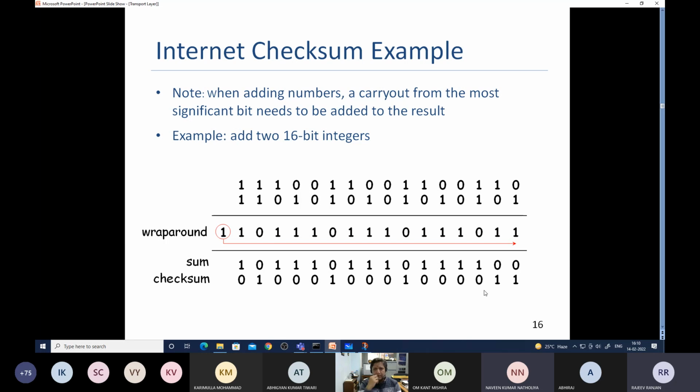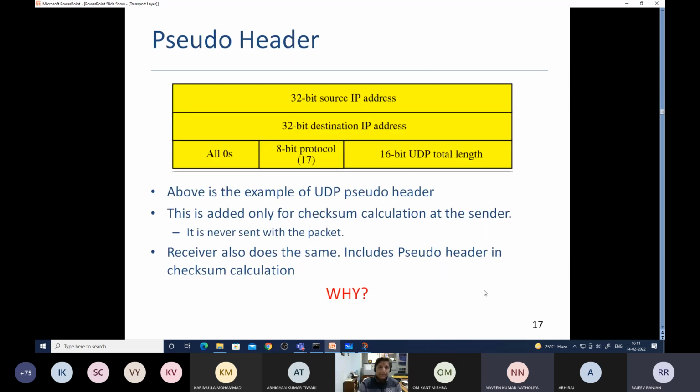At the receiver end, the checksum value is recomputed and compared with the value of the checksum field. If it is equal, then no error is detected, though errors may still be there. If they are not equal, then an error is detected.